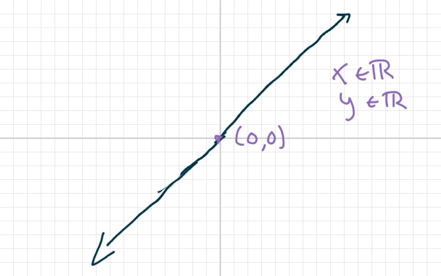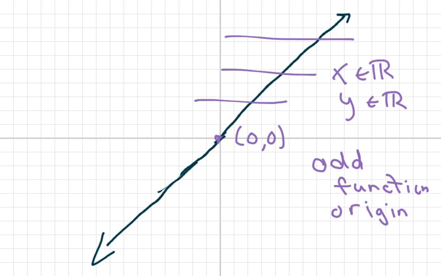It is an odd function because it's symmetric about the origin. So it's symmetric to the origin. It is 1-to-1 because it passes the horizontal line test. That's not horizontal, that's diagonal. So the horizontal line test.